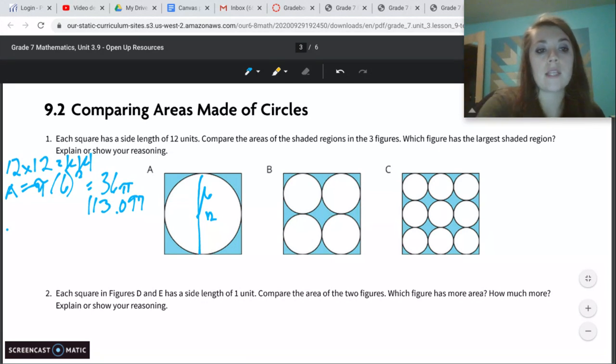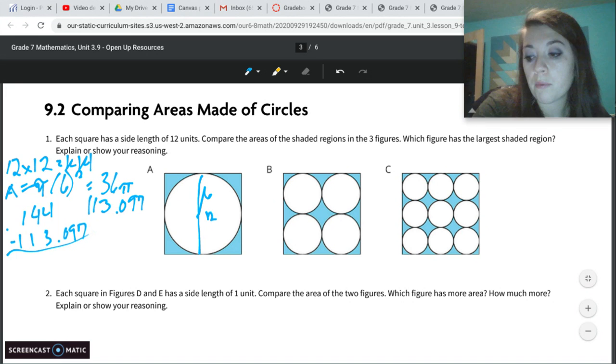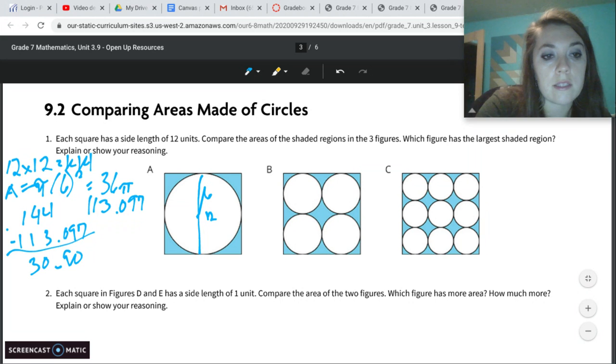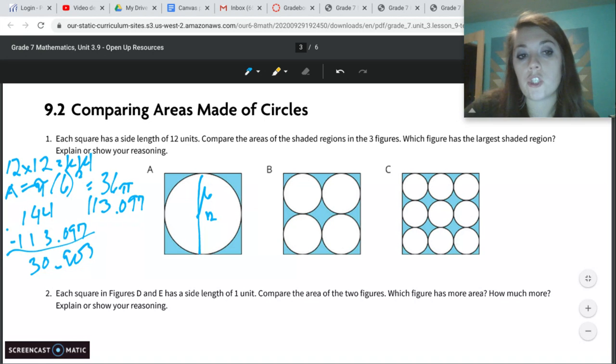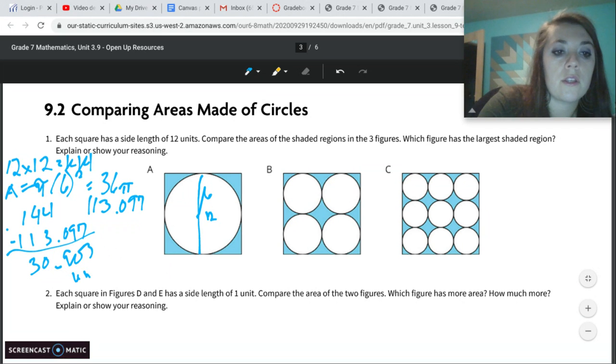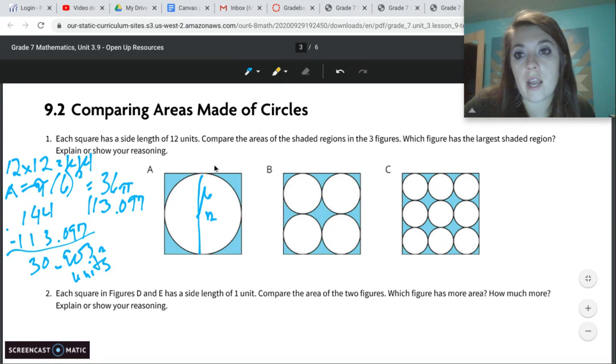So now we want to take our 144 and subtract our 113 and 97 thousandths, and we're going to end up with 30.903. So we end up with 30 and 903 thousandths units squared. So that's how much is shaded. So that's the blue area of this. So all these little curved triangles we have here, that is the 30.903.